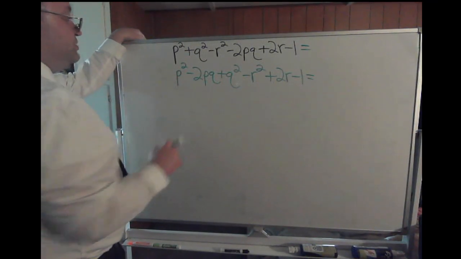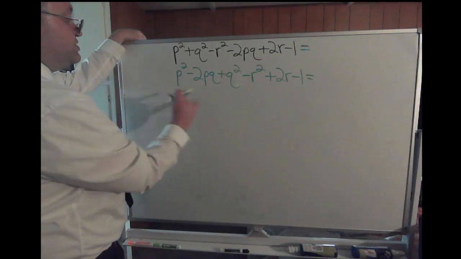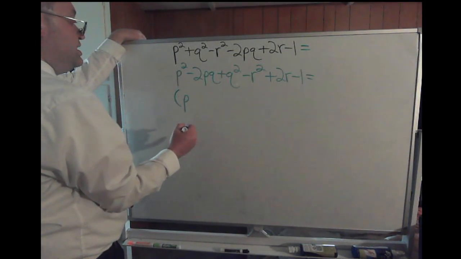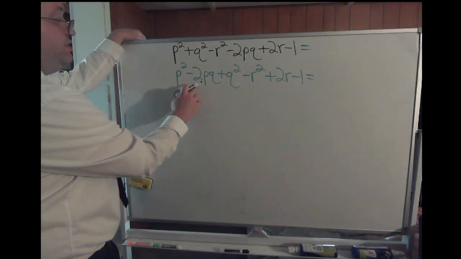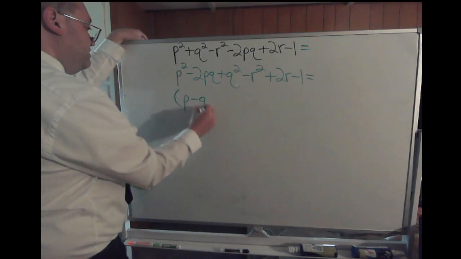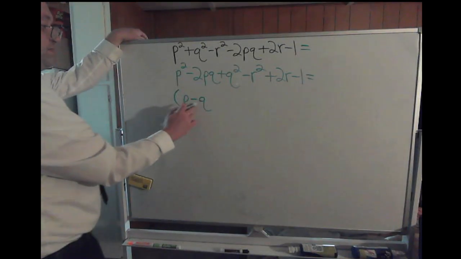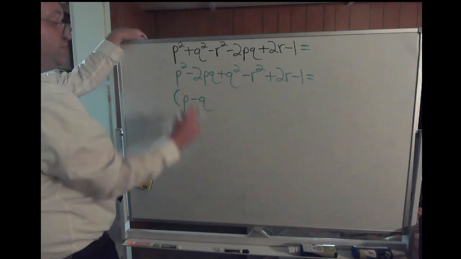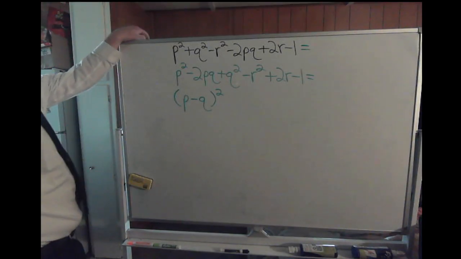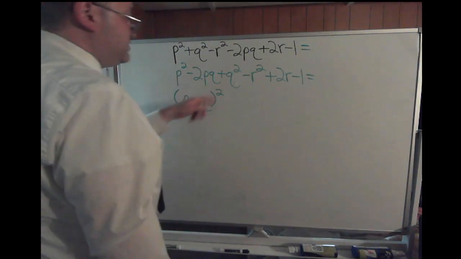So, let's do the first three terms first. Square root of p squared, well, that's p. Now, you have a negative sign in the middle, which means you need a negative root of q squared. Well, that'd be negative q. If you take 2 times p times negative q, you get negative 2pq. So this is, in fact, p minus q squared. We've dealt with the first three terms.